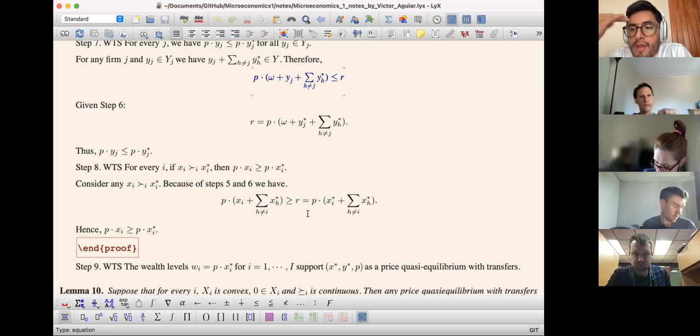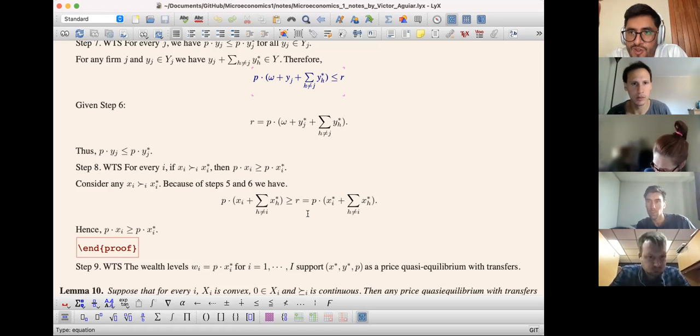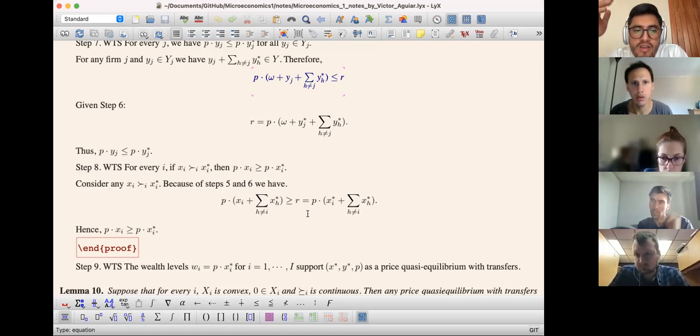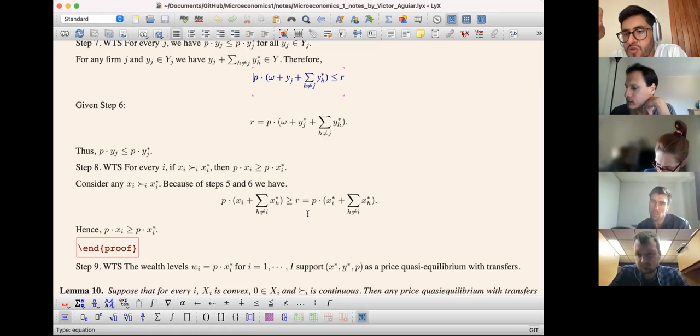Now, finally, step 8, we want to show that for every individual, if I have an allocation xi that is strictly preferred to xi star, then remember condition 2 in this world. We wanted to show exactly that P times xi is greater than or equal to P times xi star. So this replaces utility maximization in the equilibrium with transfers.